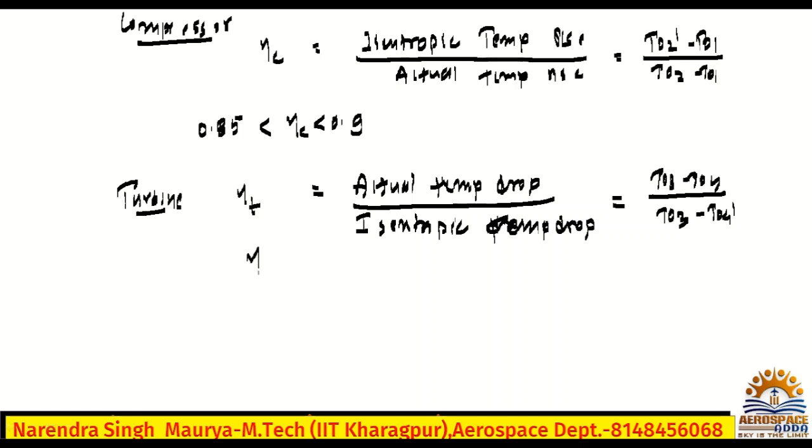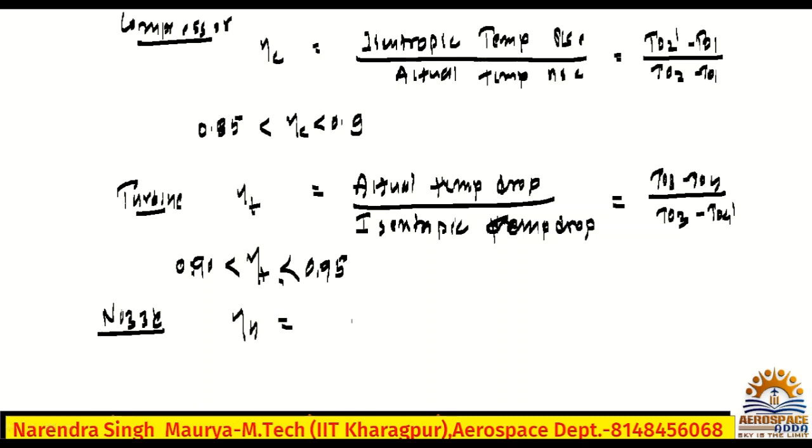And this eta T also will have a range. Okay, this is the very fixed value I am telling you. You need to remember. This is less than 0.95, okay, and greater than 0.9, okay. Similarly, we'll go for nozzle.